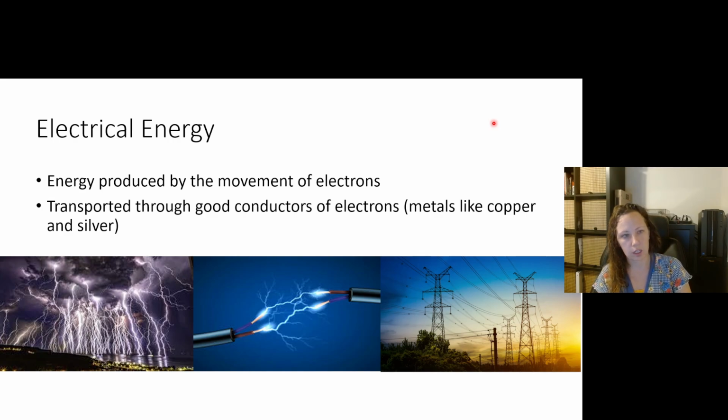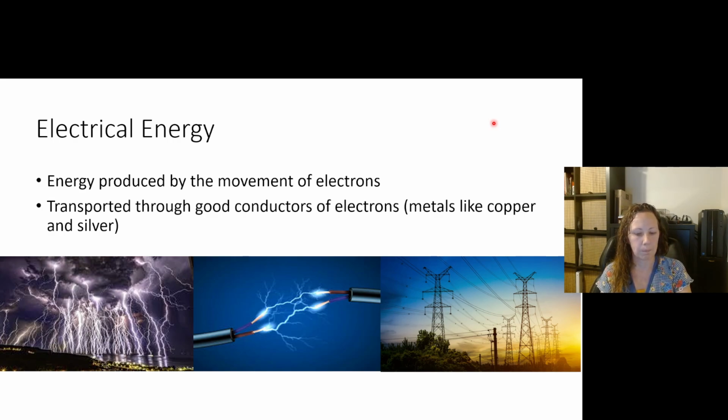Electrical energy is energy produced by the movement of electrons. Okay, so again, kinetic, there is movement. And what is moving is the electrons. And electrons are transported through anything that's a good conductor of electrons. Now, it doesn't have to be metal, but metals like copper and silver are what we think of mostly in our wires, and great conductors, but of course through the air, right? Lightning traveling through the air can happen too.